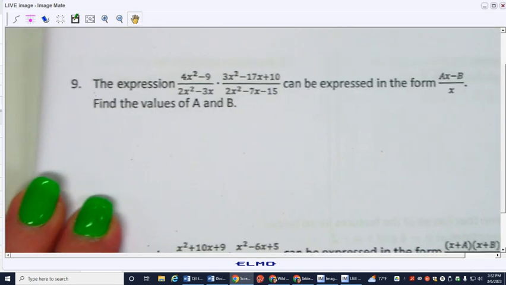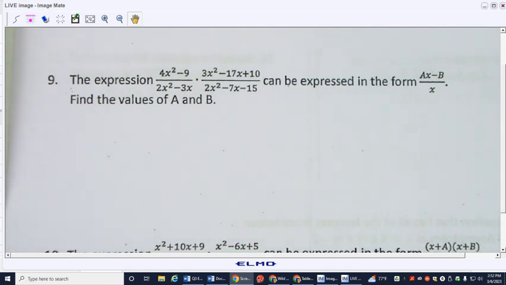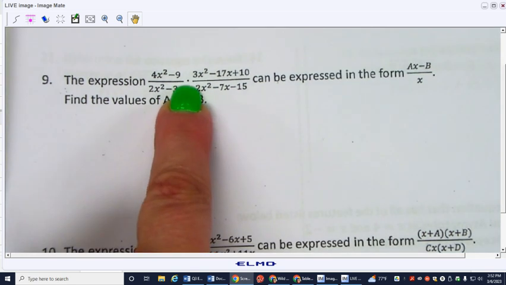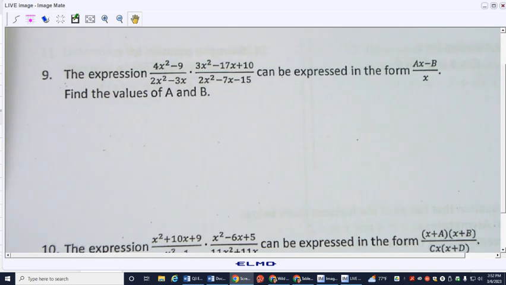Number 9, the expression (4x minus 9) over (4x squared minus 9) over (2x squared minus 3x) times (3x squared minus 17x plus 10) over (2x squared minus 7x minus 15) can be expressed in the form (ax minus b) over x. Find the values of a and b. So they've clearly done the multiplication, because I no longer have multiplication over here, and then they've simplified.